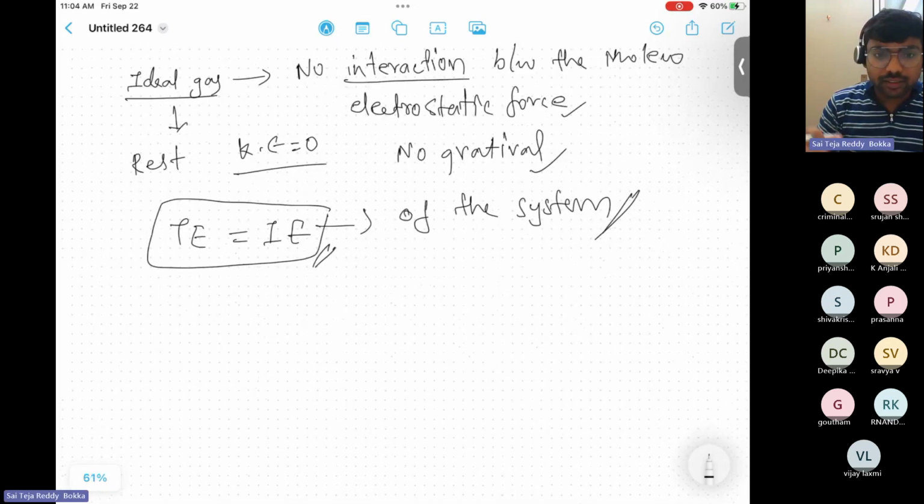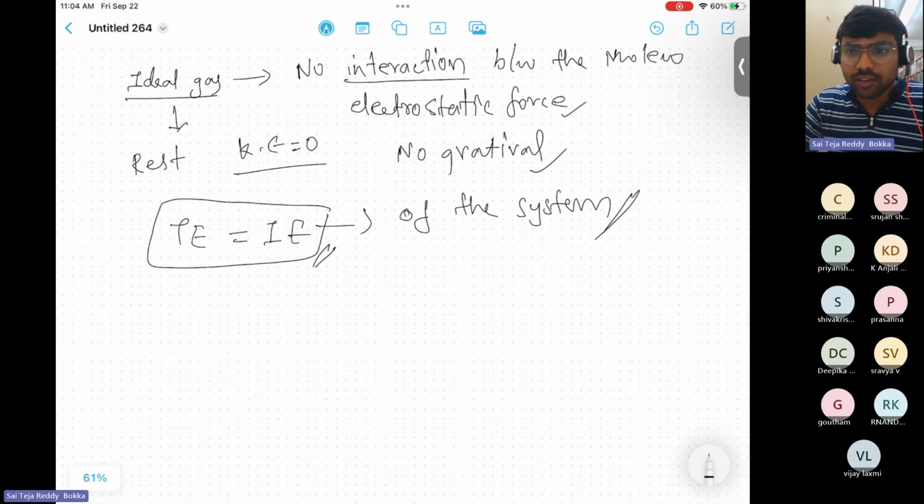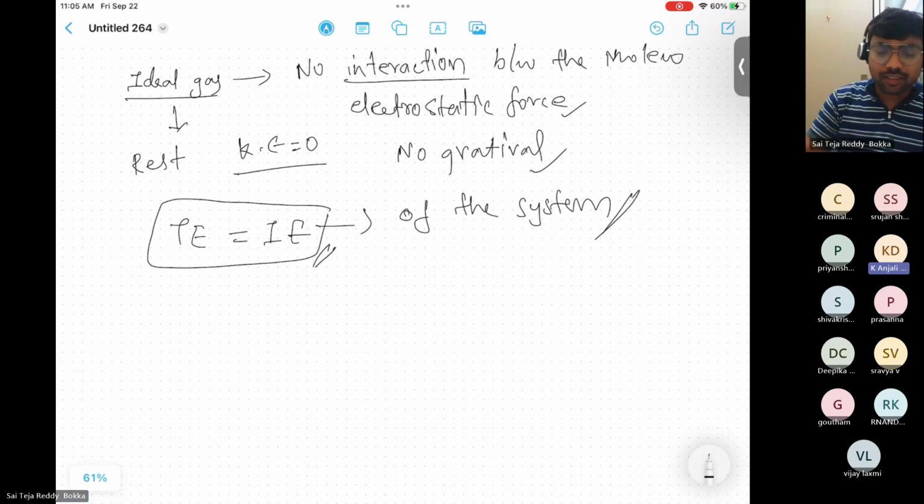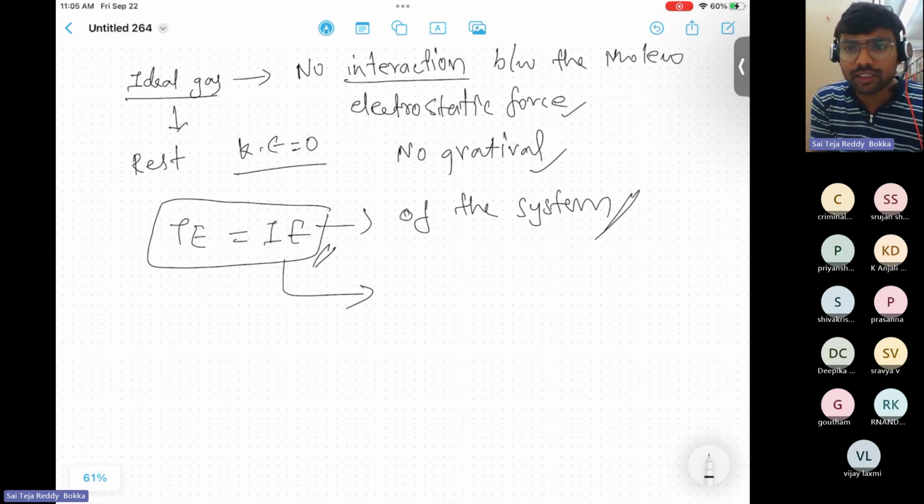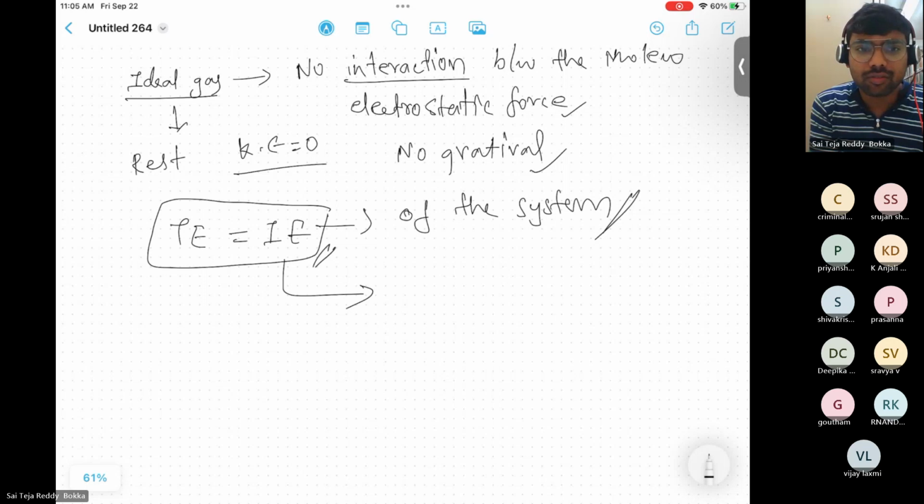So did everyone get it? Like how we are taking total energy equals internal energy. Did everyone get it, right? Gautam, Deepika, Srijan, Anjali, Shravya, Vijaya, Prasanna, all of you? Yes, sir.